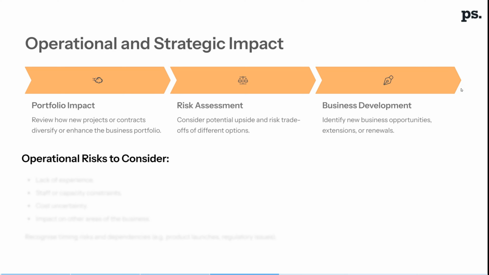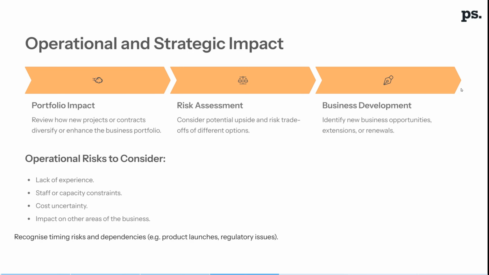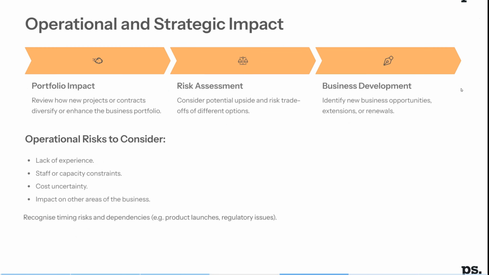Operational risks to consider based on the past papers. So lack of experience, staff or capacity constraints, cost uncertainty, impact on other areas of the business. In other words, if we go ahead with the new project and it's a really good, huge opportunity, that's great, but does it have an opportunity cost in terms of a negative impact on the rest of the business? We need to recognise timing risks and dependencies, so product launches, regulatory issues. These, again, are part of applying judgment.